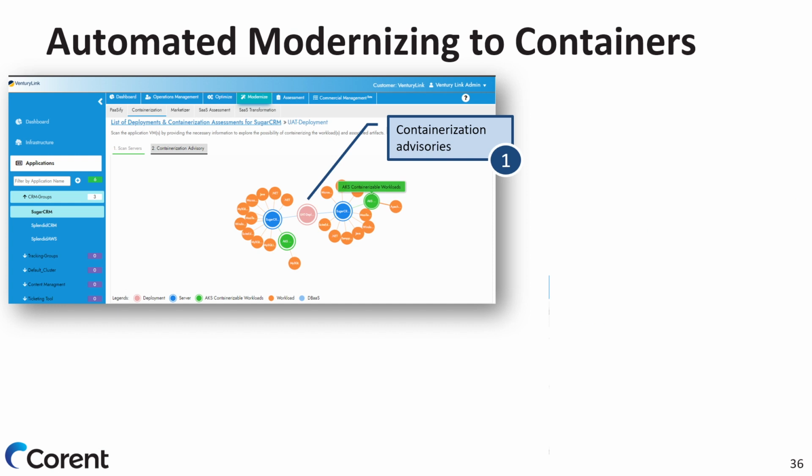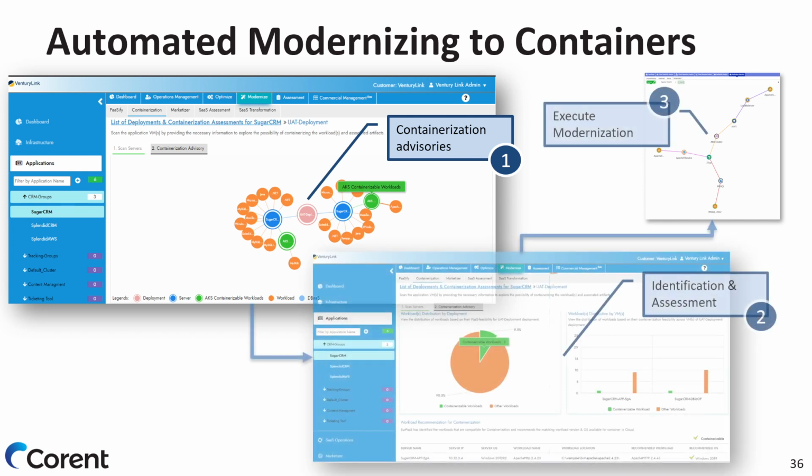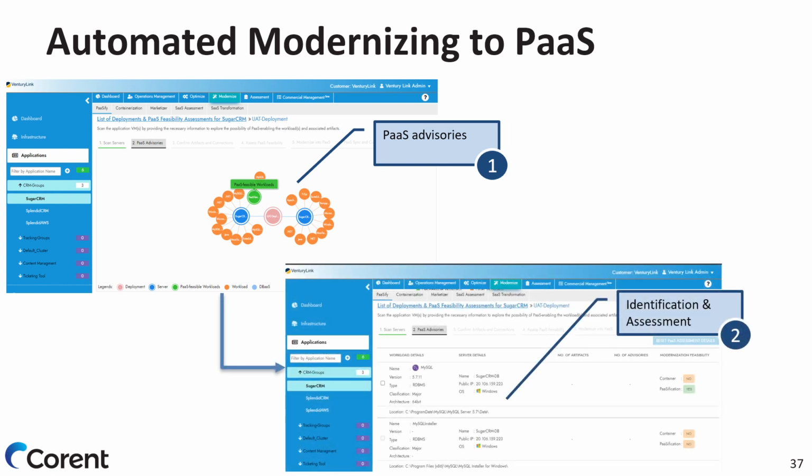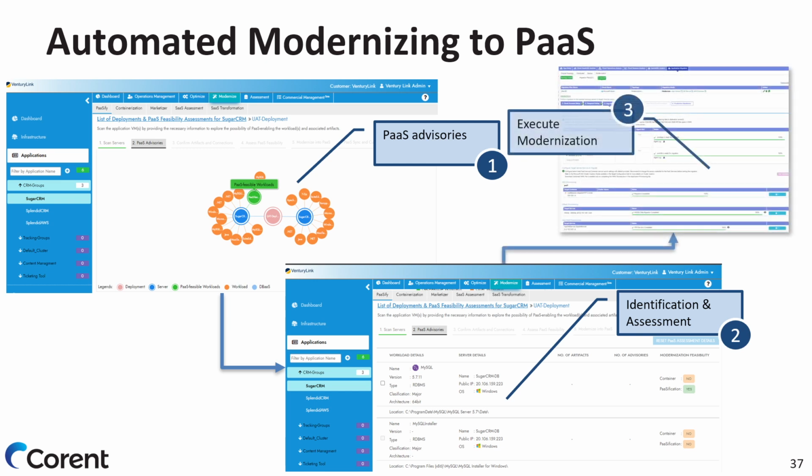You can automate modernizing to containers. You can get advisories about whether your application can be moved to a container, identify and assess, and then execute that modernization. You can automate modernizing to PaaS. You can get advisories about which of your databases could be done as a PaaS service, for instance, and identify that, and then execute that modernization.